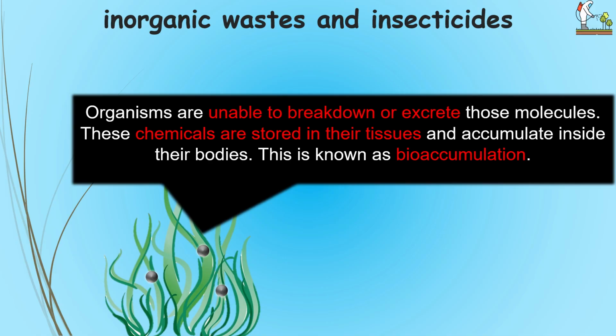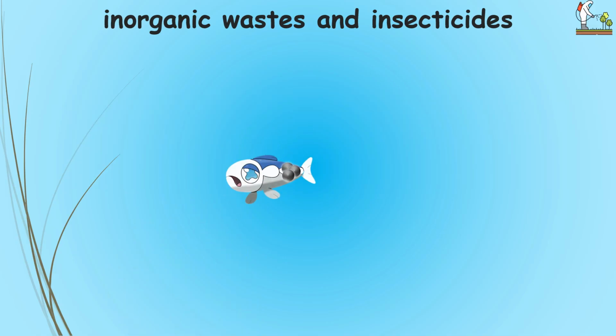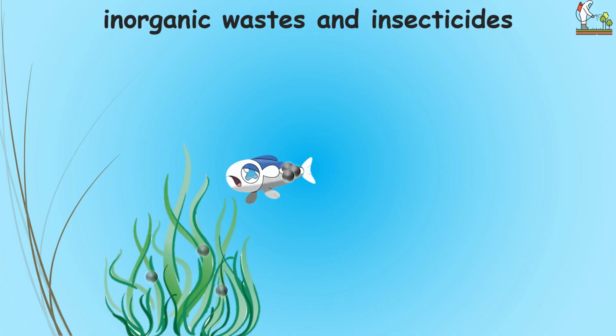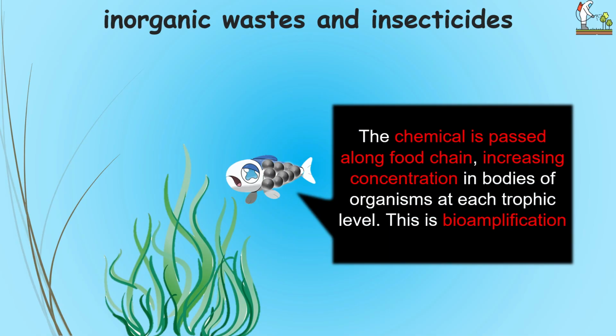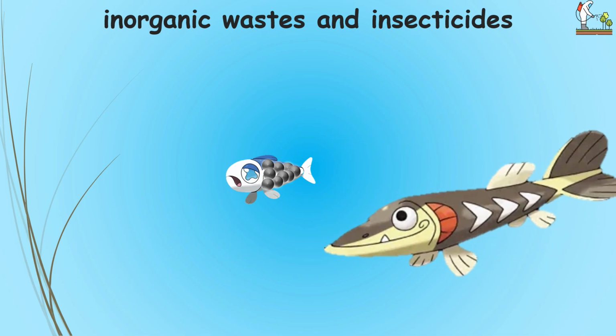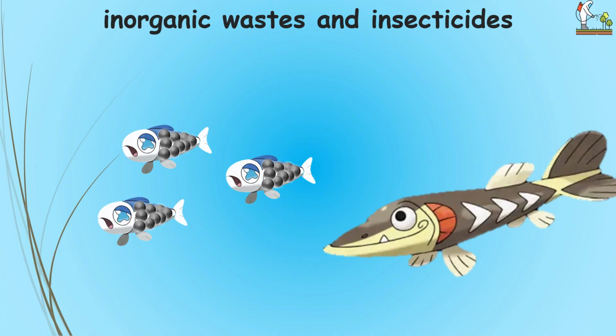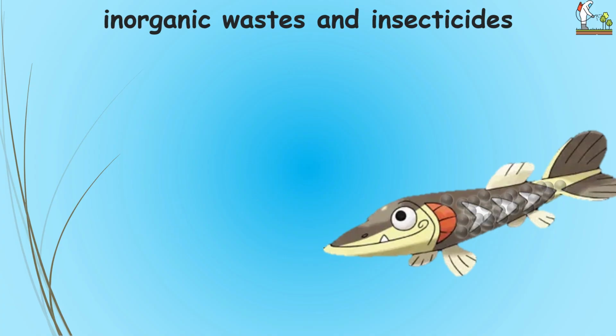When another organism consumes the contaminated prey, it inherits the stored chemicals. If it also cannot break down these molecules, they accumulate further. As the chemical moves up the food chain, its concentration increases in organisms at each trophic level. This is bioamplification. At the next trophic level, the concentration amplifies again, as one large predator will eat many smaller fish.